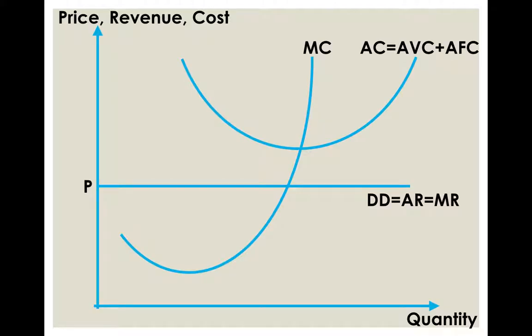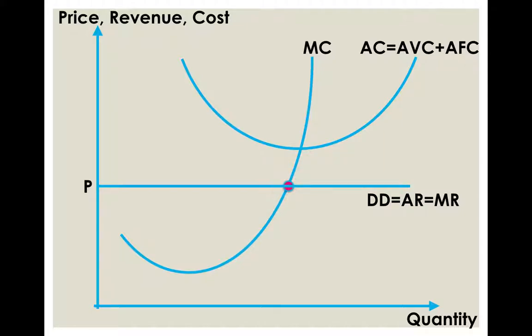So for a PC firm, this is the usual diagram that we see, whereby the PC firm, being a price taker, will face a horizontal demand curve, and its MR curve is the same as its demand curve, with the usual MC and AC drawn in.